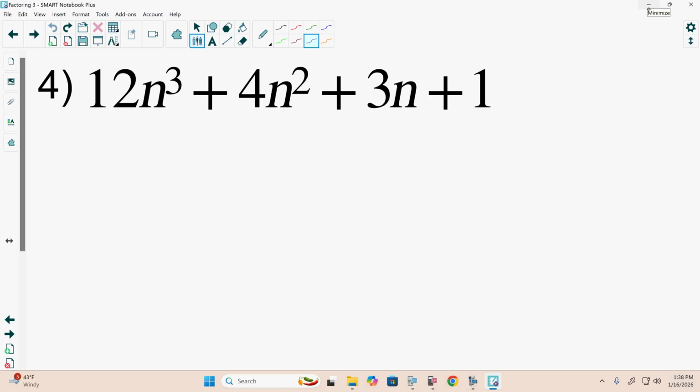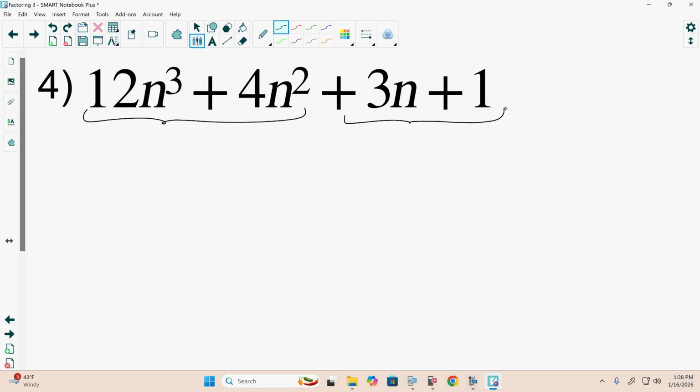So when we look at this here, factoring by grouping, we're going to group the terms up and take a greatest common factor out of each set of terms. And we do it in such a way that we have something in common with both of those terms and do it again. So for this here, we're going to look at the first 2 terms, 12n cubed plus 4n squared. We're going to group those together. And then we're going to group 3n plus 1 together.